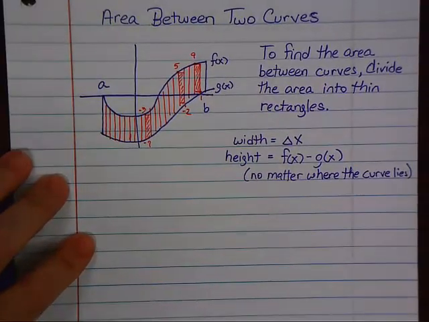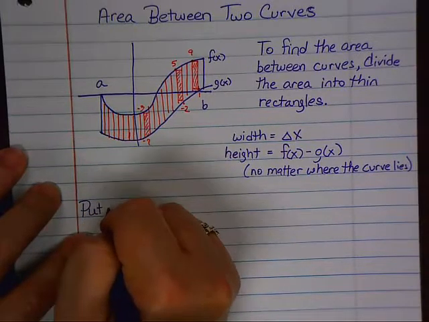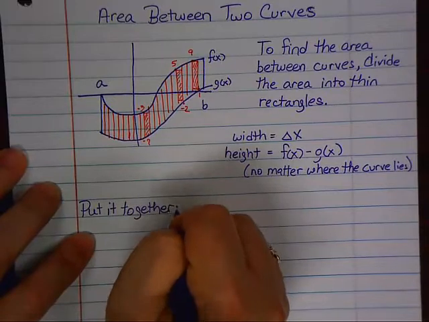Just squeeze that in there. It's always f of x minus g of x no matter where the curve is, whether it's all in quadrant, whether it's positive, negative, it doesn't matter. That's why I had to draw it this way, so we could look at all the different possibilities. Okay, so to put it together without calculus, this is what we did when we first learned Riemann sums.